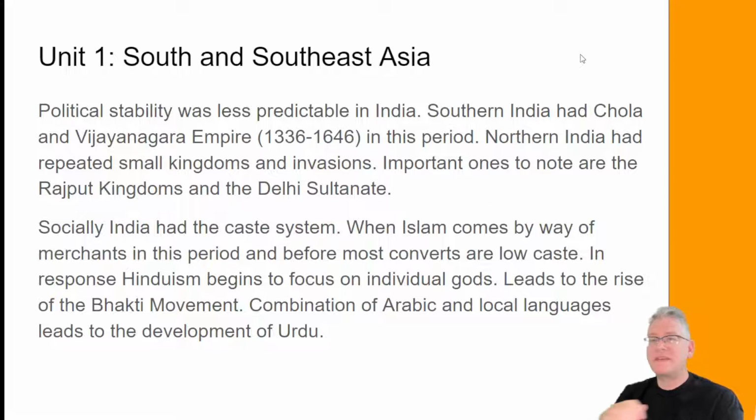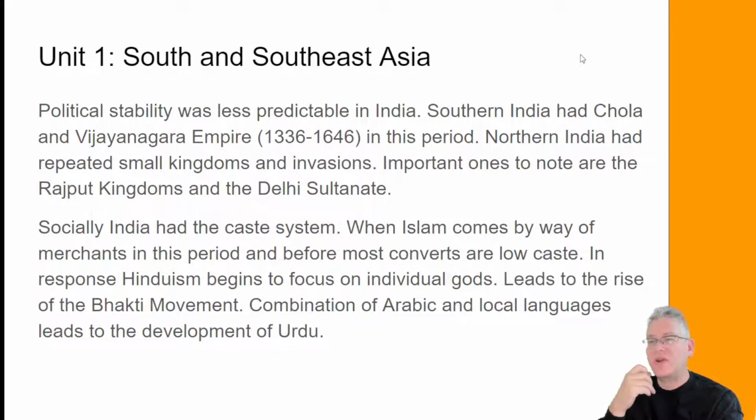All right, South and Southeast Asia then. Political stability was a lot less predictable in India. India's history is sort of one of powerful empires coming in for a while, and then long periods of political instability, lots of little small kingdoms and things. Southern India was a little bit more organized in this period, so the Chola and the Vijayanagara Empire are going to be pretty important. The Vijayanagara are going to be one that we'll come back to later.